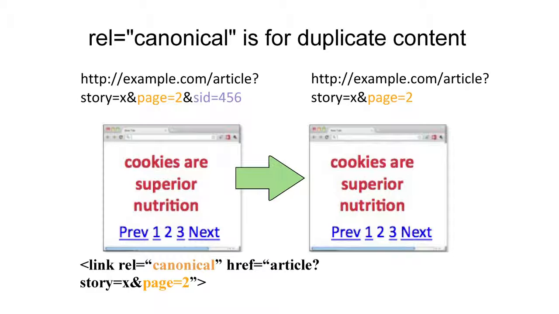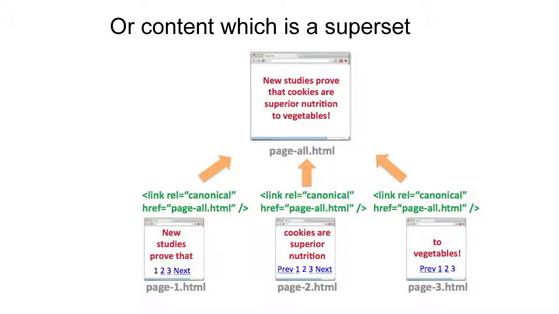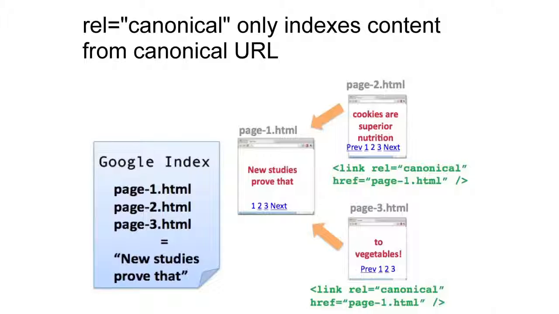If this page actually has a session ID attached, then it can list as the canonical the same version, the duplicate version, but without a session ID, because rel canonical is for duplicate content, or it's for content which is a superset. So here we have page 1, page 2, and page 3, all linking to the canonical version being the view all version. And that's perfectly fine as well. The thing about rel canonical is that it only indexes content from the canonical version. So let's go ahead and take a look at this.